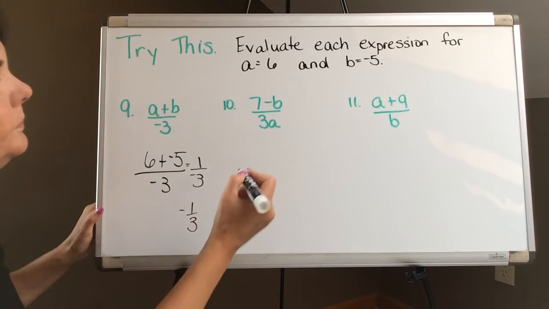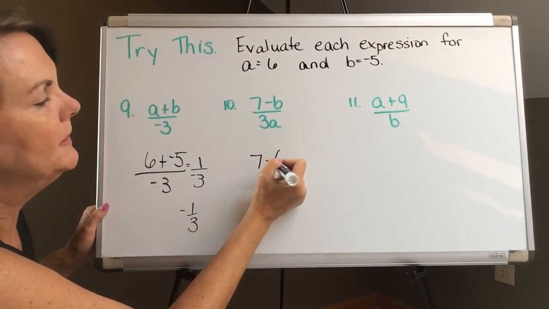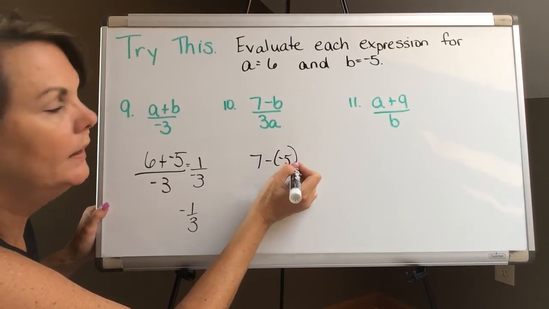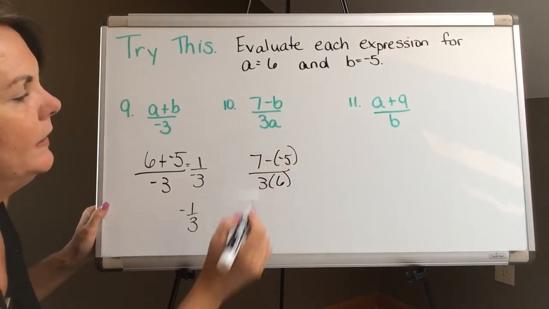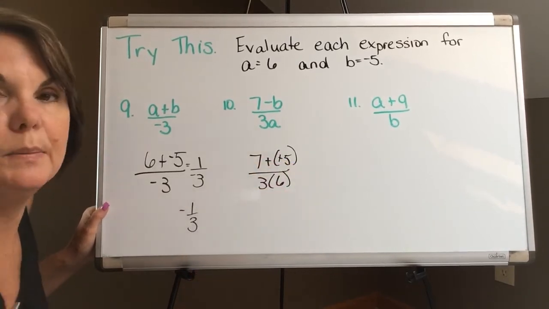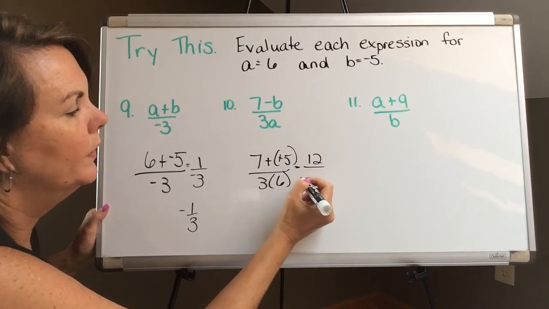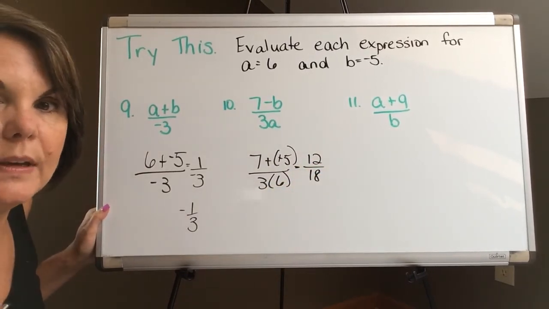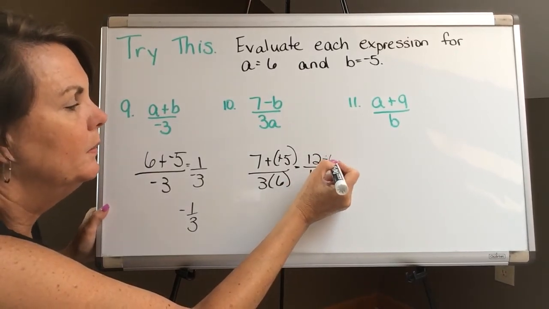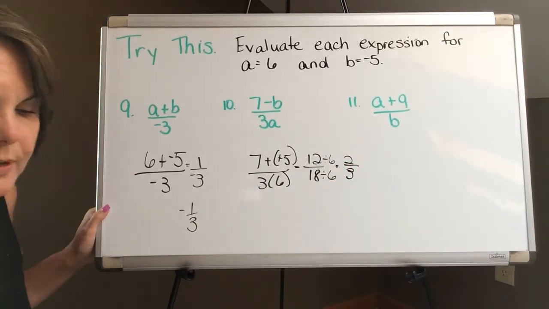Number 10, 7 minus B, which is -5. Be careful of that double negative there, over 3 times 6. 7 minus a -5 is the same as 7 plus a +5, which is 12 over 3 times 6, which is 18. And now we can divide both of those by 6 to simplify, and we get 2/3.